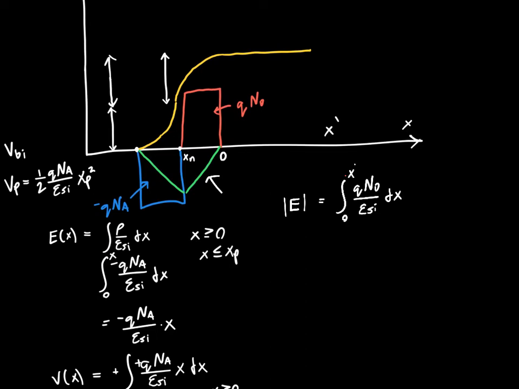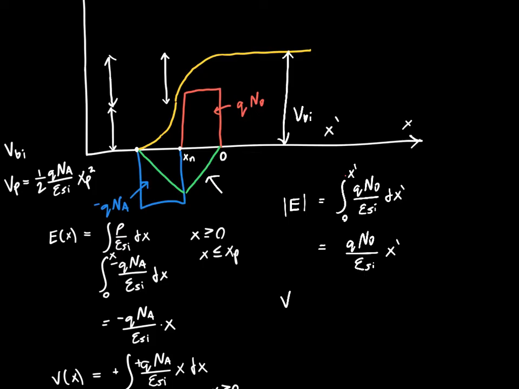and really I should be talking about x prime here, but we don't really need to, because we're being abusive to our poor coordinate system. So if we evaluate this, it's just QND over epsilon silicon times x prime, and then if we're interested in the voltage dropped, we're not worried about this constant. We know what the constant is. It's VBI.